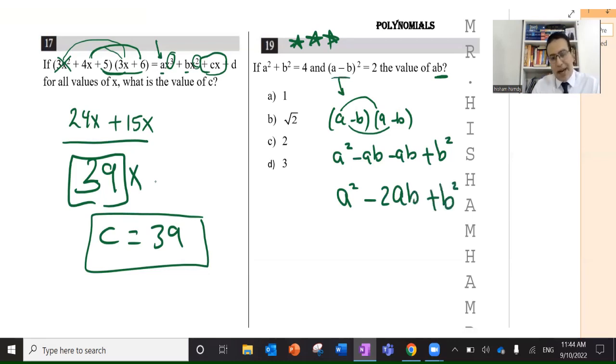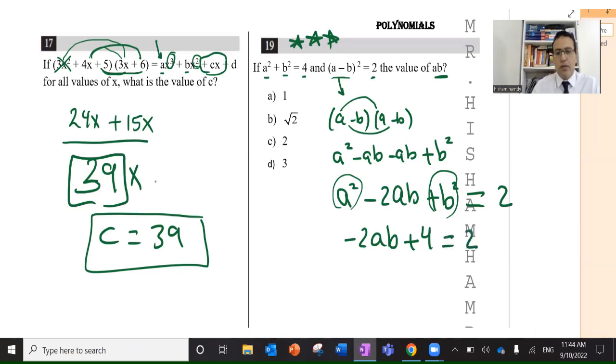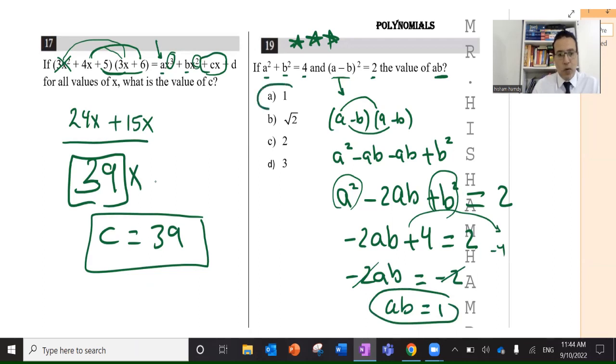It says that this bracket is equal to 2, so this is equal to 2. And it says that a squared plus b squared is equal to 4. So I will replace a squared and b squared and write 4. So negative 2ab plus 4 is equal to 2. By moving positive 4 to the other side, negative 2ab is equal to 2 minus 4, negative 2. By dividing by negative 2, ab is equal to 1. So what he is looking for is equal to 1.